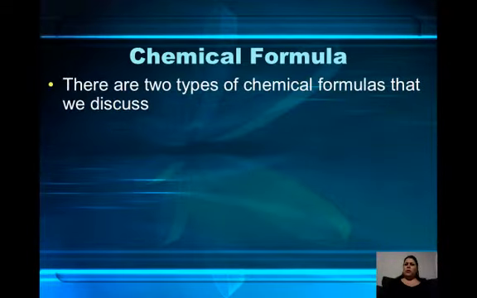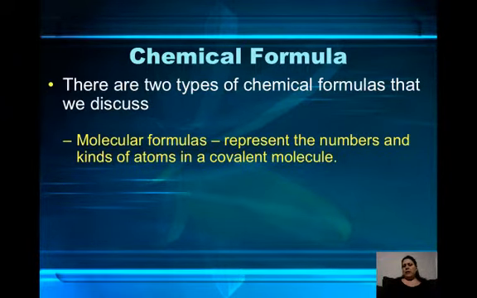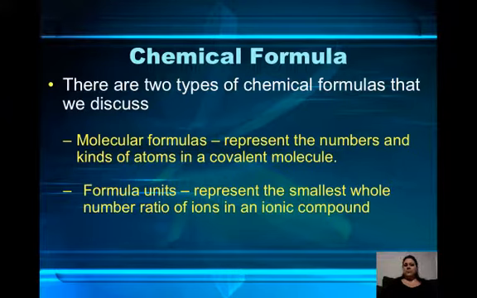So we need to know, what is a chemical formula? Well, there are two types of chemical formulas that we discuss in Chapter 7. The first one is molecular formulas, and they represent the numbers and kinds of atoms in a covalent molecule. You'll remember from Chapter 6 that covalent compounds are made from nonmetal atoms. We call those molecules. Formula units are a little bit different.